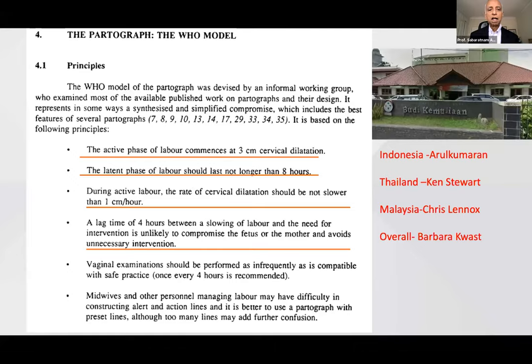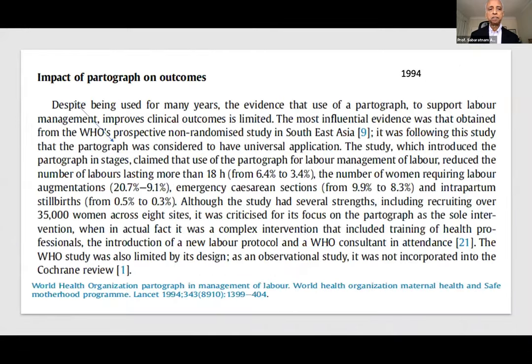The principle was that we decided active phase starts at 3 centimeters. We should give 8 hours in the latent phase. We should take 1 centimeter per hour as the standard labor progress curve, and we should give 4 hours to the right. And this is one of the hospital pictures. This was where WHO appointed me as consultant. So I worked in Indonesia in 2 hospitals, 3 months at a time. And similarly, Ken Stewart and others worked in other hospitals in Thailand and Malaysia.